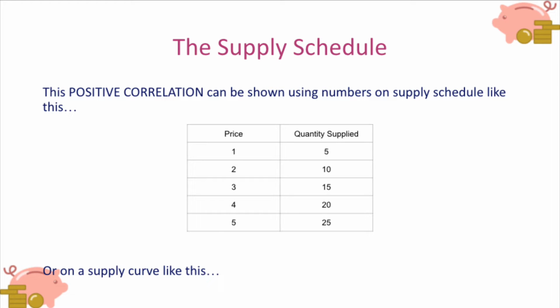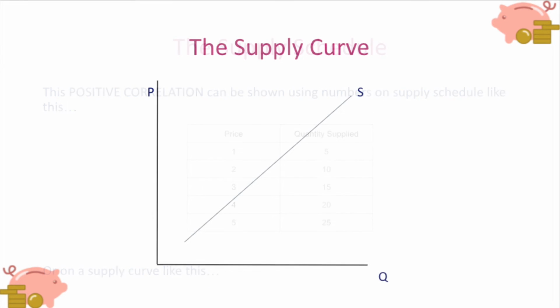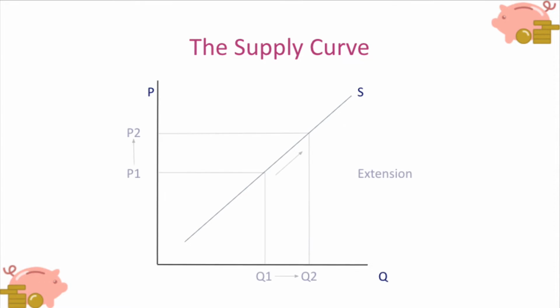We could also show this on a supply curve. As we can see, the supply curve here is upward sloping, showing that positive correlation. As the price rises from P1 to P2, the quantity supplied increases from Q1 to Q2, so the price rise causes an extension of supply, a movement along the supply curve which increases the quantity.